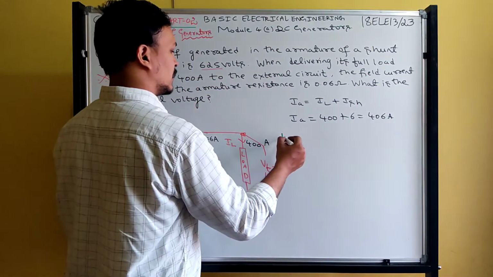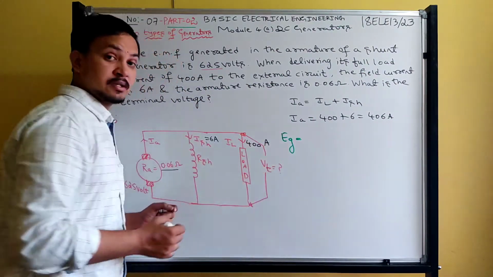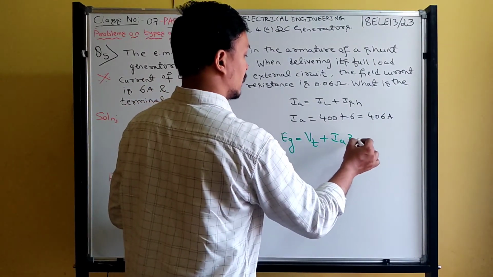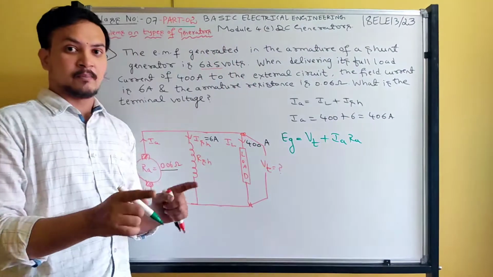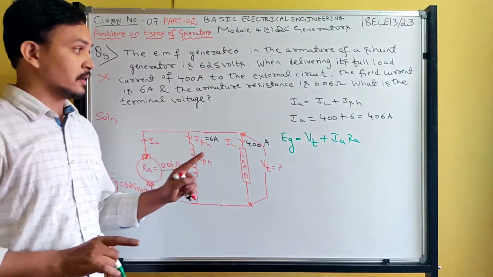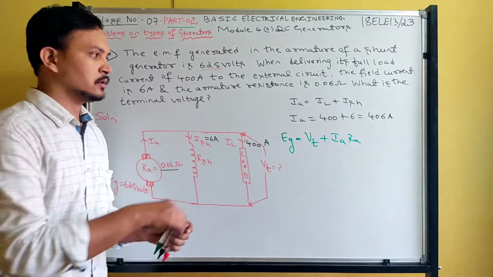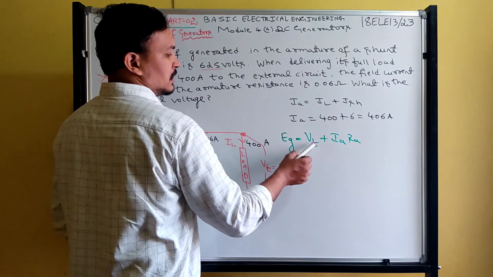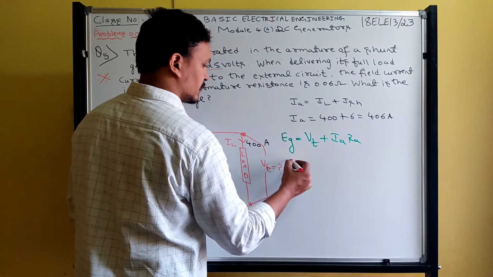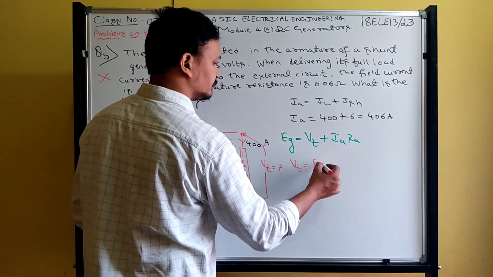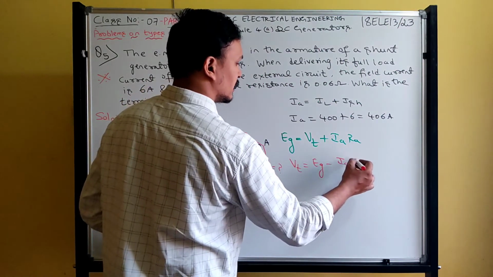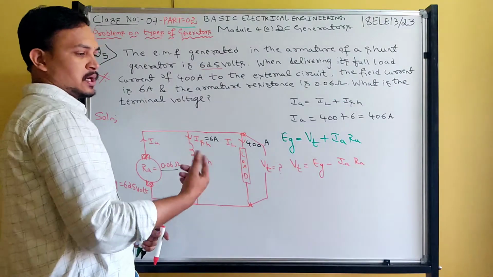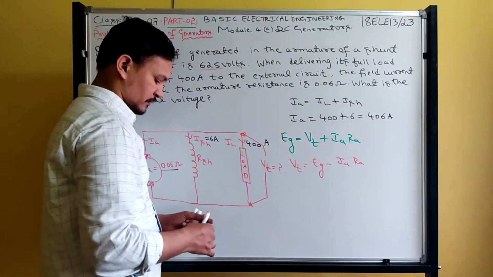Now write the voltage relation. What is the voltage relation for a shunt generator? Eg is equal to Vt plus IaRa plus brush drop. But don't write the brush drop, because it is not given in the question. So neglect that. Now they are asking for Vt. What equation can we write for Vt? Vt is equal to Eg minus Ia into Ra. Take the IaRa drop to the other side, it becomes minus. So you are writing the equation for Vt.